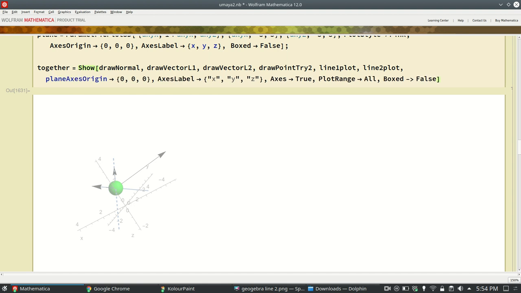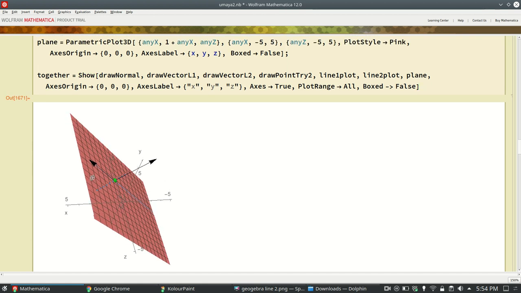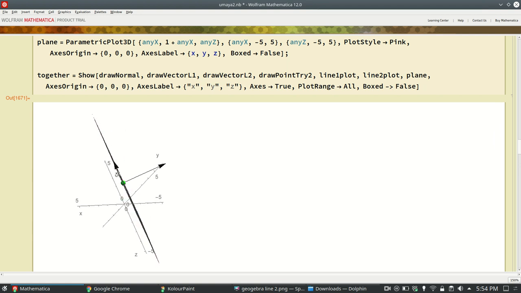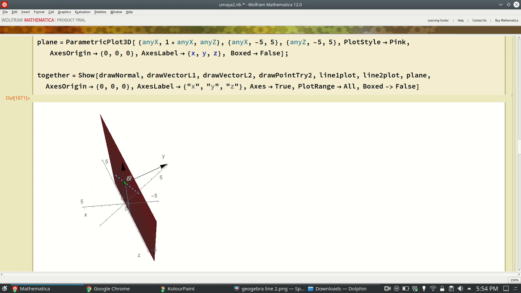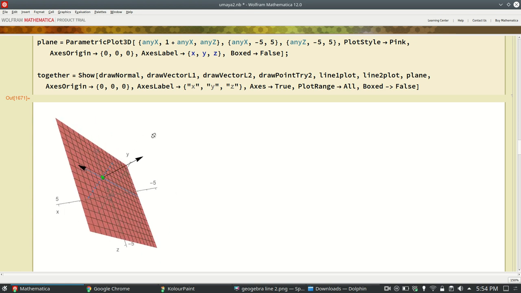I just plugged the coordinates of the normal and the point on the plane, which is this green point, into the formula for the equation of a plane, and I got this plane. And you see this plane includes both lines, and it includes the point, of course.